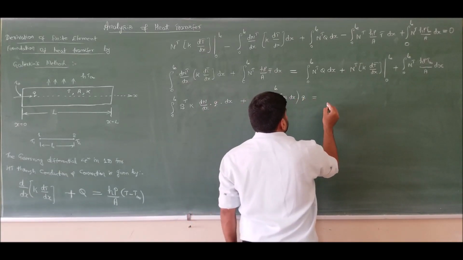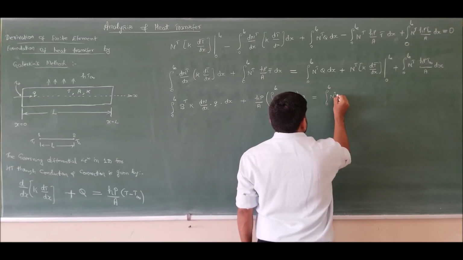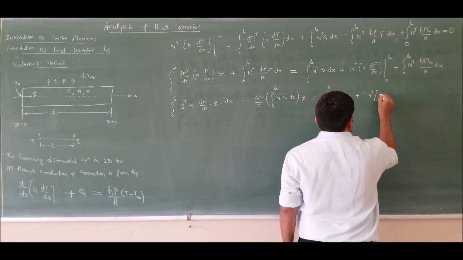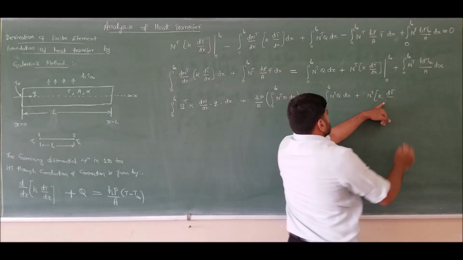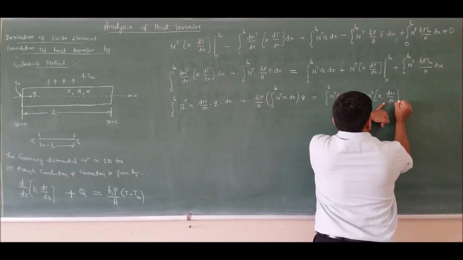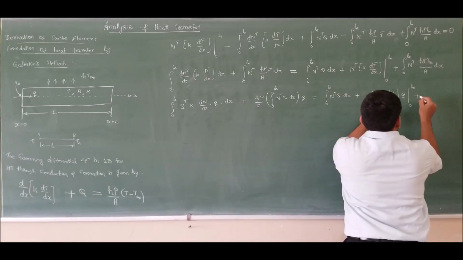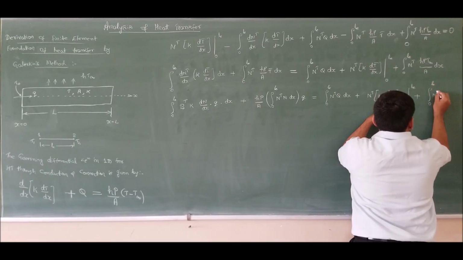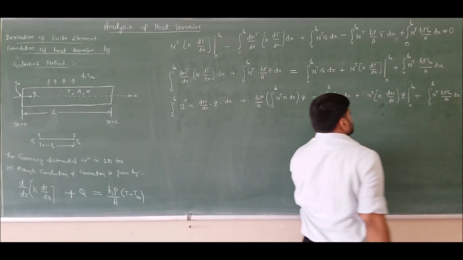This is further equal to integral from 0 to Le N transpose q dx plus N transpose of k dT prime by dx can be written as dN by dx into q, where the limit is from 0 to length of the element, plus integral from 0 to Le N transpose hP T infinity by A dx.